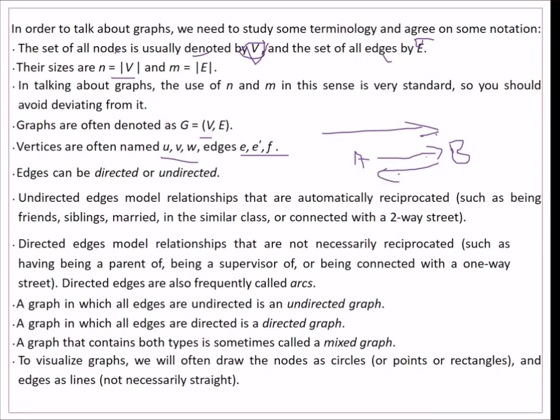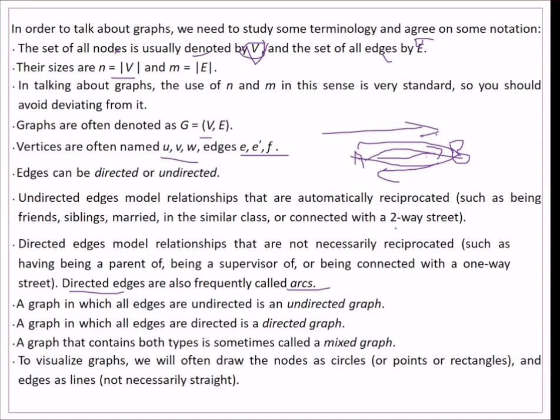And directed edges, what do they do? They model relationships that are not necessarily reciprocated. For example, if A is a parent of B, B cannot be a parent of A. If A is a supervisor of B, B cannot be a supervisor of A. Directed edges are also known as arcs.